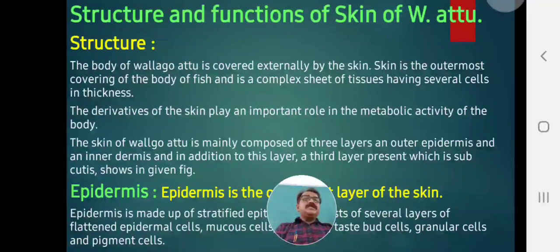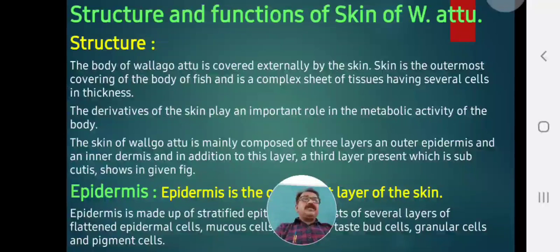Generally, in this sheet of tissue, the upper surface cells, the upper cell layer, are dead cell layers. These occur on the skin of the fish. The derivatives of the skin play an important role in the metabolic activity of the body.